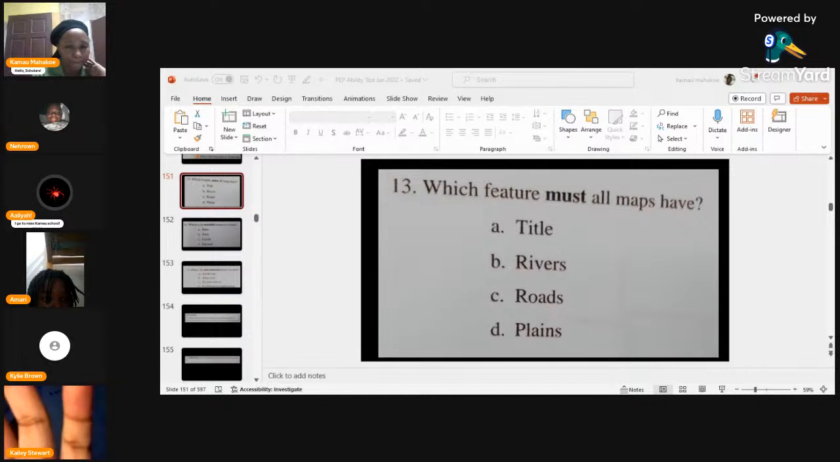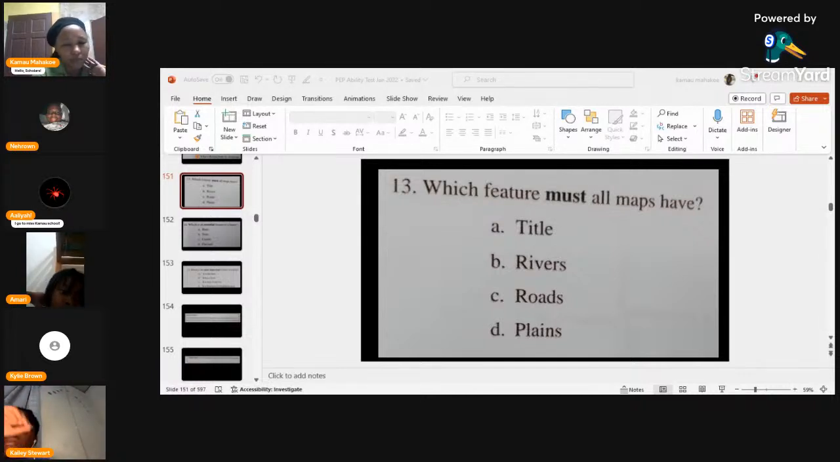Yes, Miss. Number 13. Which feature must all maps have? A. Title. B. Rivers. C. Roads. D. Plains. Again, please. Which feature must all maps have? A. Title. B. Rivers. C. Roads. D. Planes.